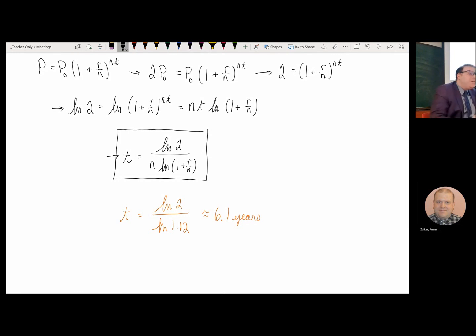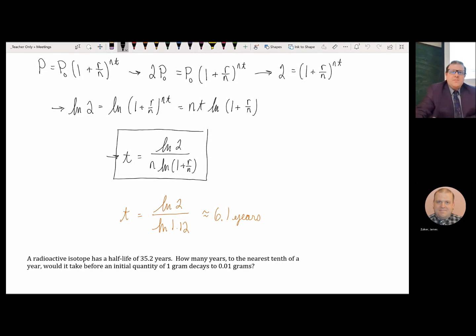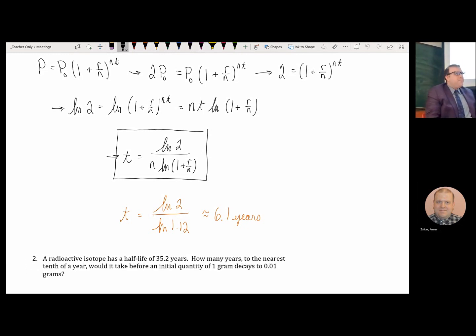And you can find similar formulas for tripling time, quadrupling time, quintupling time, right? So if you want to do quintupling time, it would just be LN5 instead of LN2? Yep.